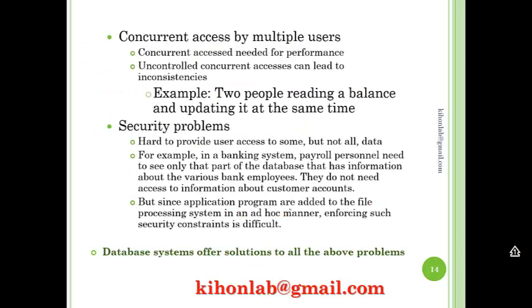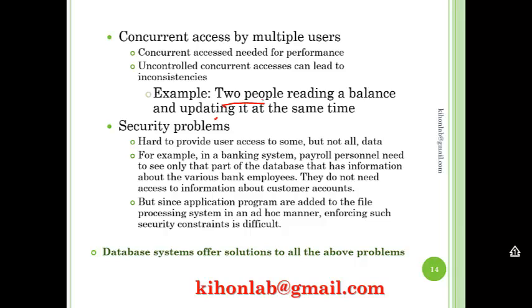The next constraint is concurrent access by multiple users. This may not happen with the flat file system, or with the old banking system. So what is concurrency? Concurrent access is needed for performance. Like here you can observe two people reading a balance and updating it at the same time.